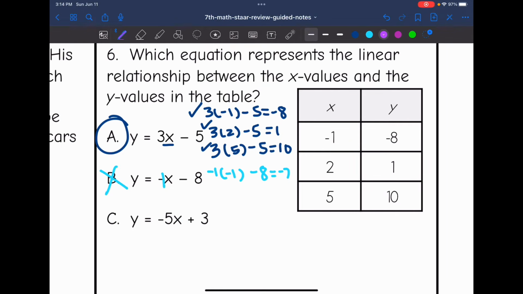Okay, let's make sure C doesn't work either. I'm going to replace x with negative 1, so it'll be negative 5 times negative 1 plus 3. Negative 5 times negative 1 is positive 5, and positive 5 plus 3 is positive 8, which doesn't match the output in the table of negative 8. So C does not work either.